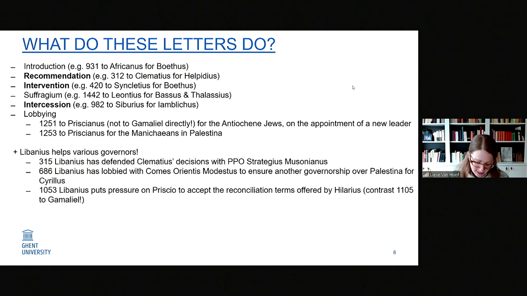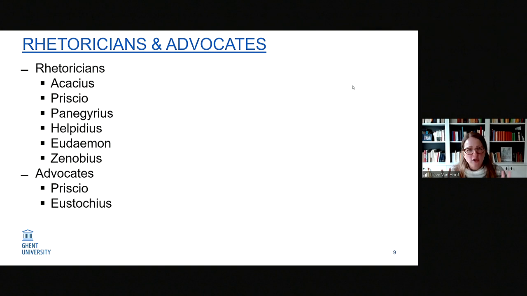So we have the eight letters to the patriarch. We have some 50 letters to governors of Palestine. And then finally, the largest group, which covers almost all the other letters related to Palestine, are letters addressed to either rhetoricians or professors of rhetoric and to advocates.